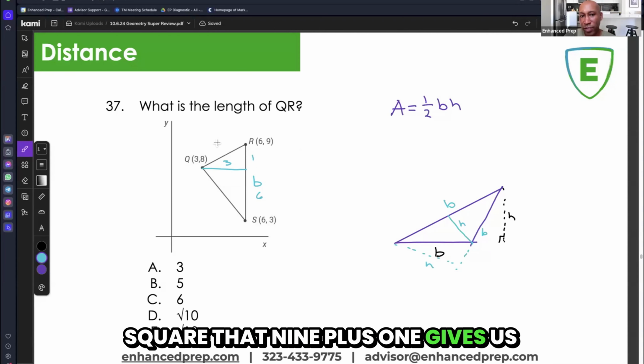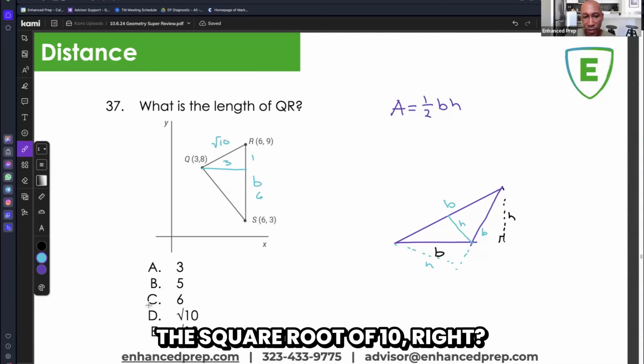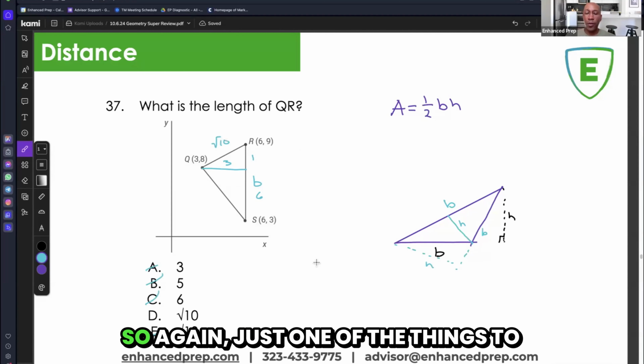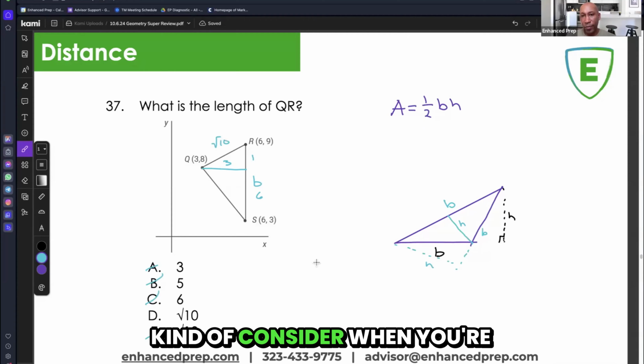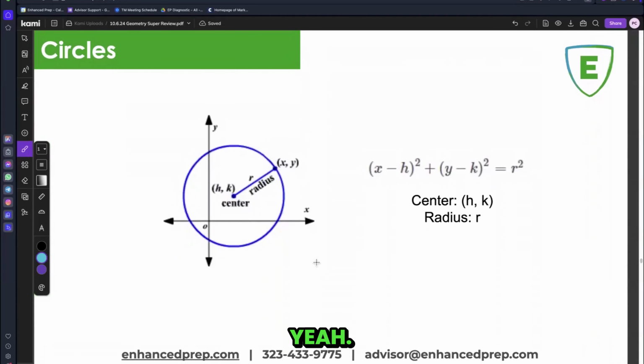9 plus 1 gives us the square root of 10, right? So we get that. Okay, cool. Awesome, right? So again, just one of the things to consider when you're working through those different types of problems. Yeah. All right.